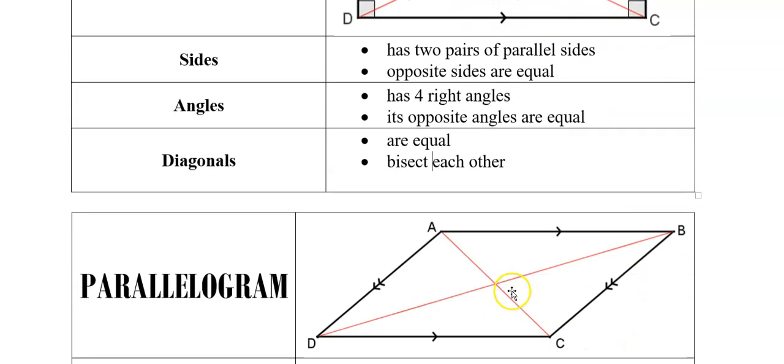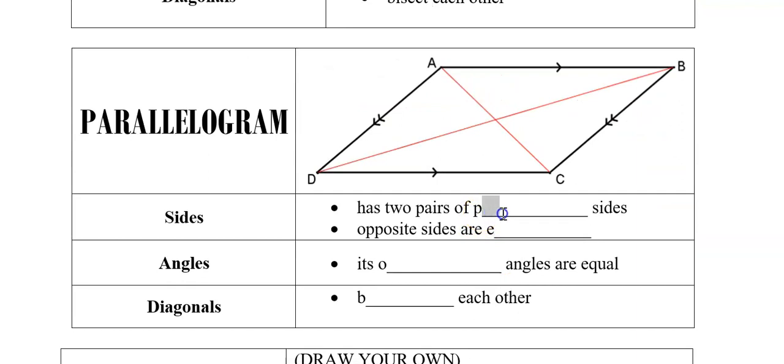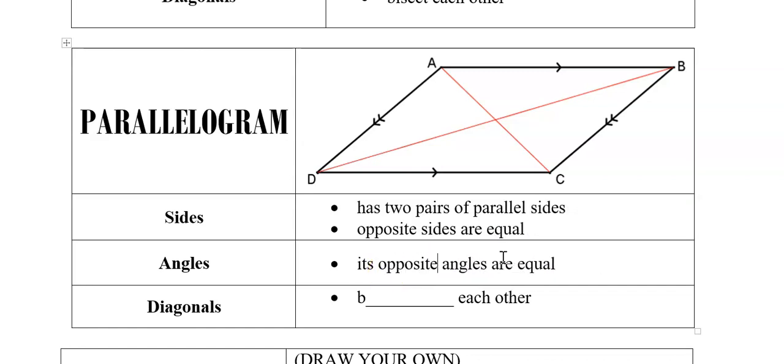Moving on to parallelogram. For parallelogram, it has two pairs of parallel sides. Opposite sides are equal. Its opposite angles are equal. And the diagonals bisect each other.